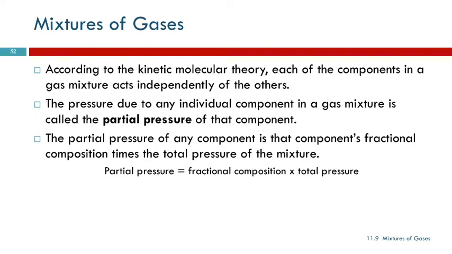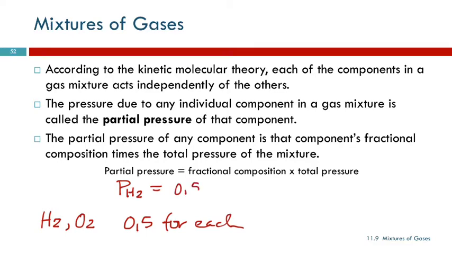Let's just do a real quick example there. So what if I had a mixture of hydrogen gas and oxygen gas, and they were in equal parts? What would be the fractional composition of hydrogen? It'd be half, right? 0.5. So the fractional composition would be 0.5 for each. If we had one atmosphere as our total pressure, then the partial pressure of the hydrogen gas would equal its fractional composition, so 0.5 times the total pressure. If the total pressure is one atmosphere, then the hydrogen gas is going to exert half an atmosphere of pressure, and the oxygen is going to exert half an atmosphere.